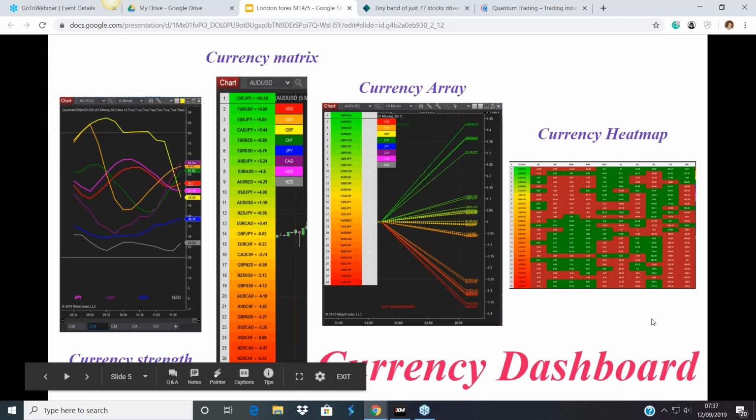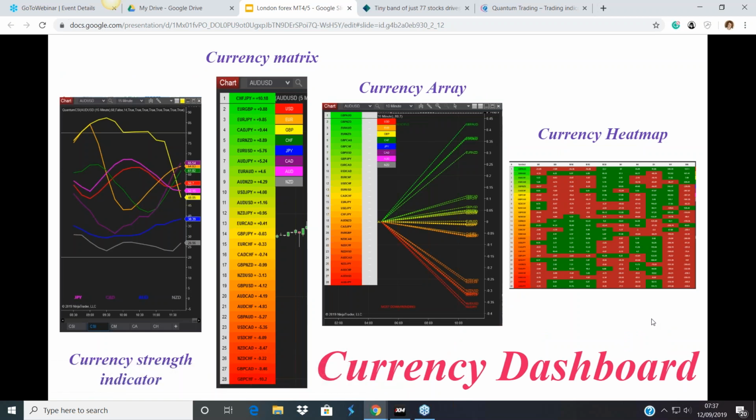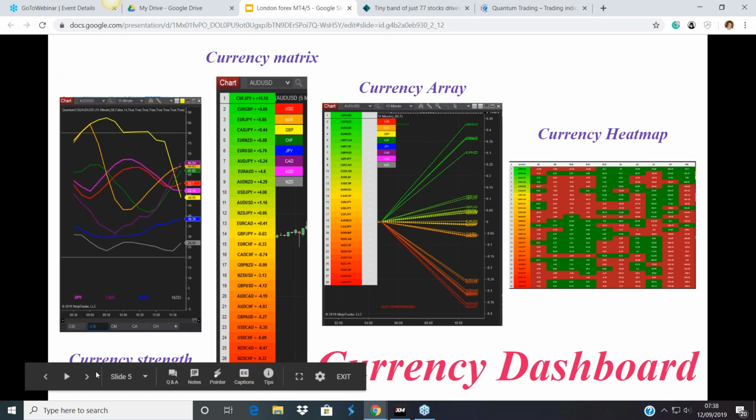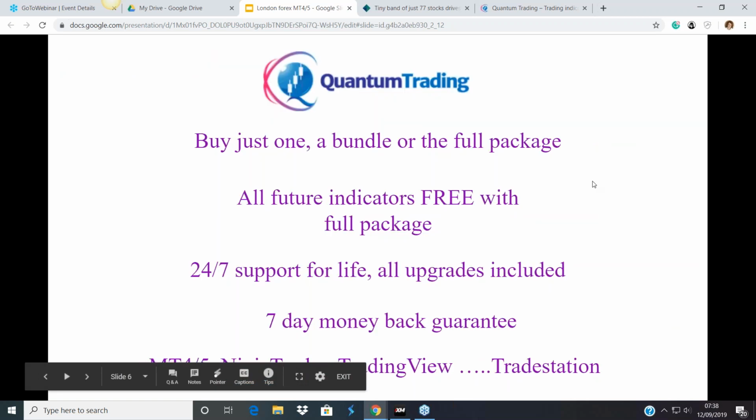In terms of the tools, we have developed specific ones for the forex markets, and these are the 4 that comprise the currency dashboard. You'll see them in action as we go through the webinar.